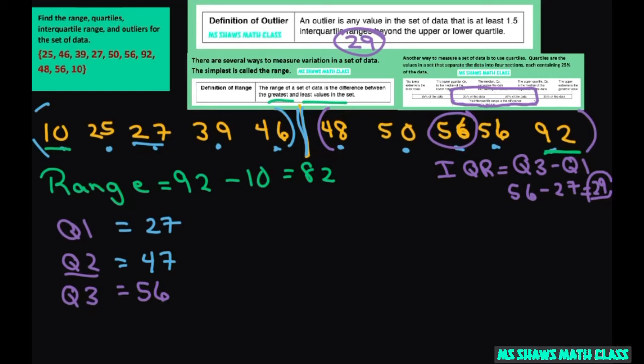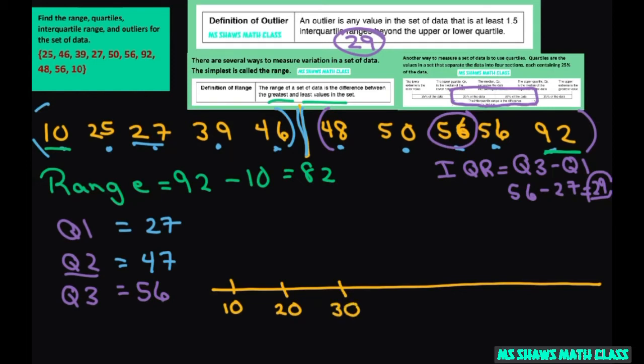All right, now let's do the box and whiskers plot. Let's go by tens, and we'll start with 10. 10, 20, 30, 40, 50, 60, 70, 80, 90. I'm going to go ahead and leave it at 90. I know my 92 goes outside a little bit, so I'll put it right there, that way I don't have to copy it down again. And then we have 10.